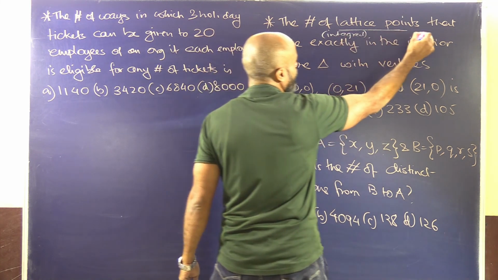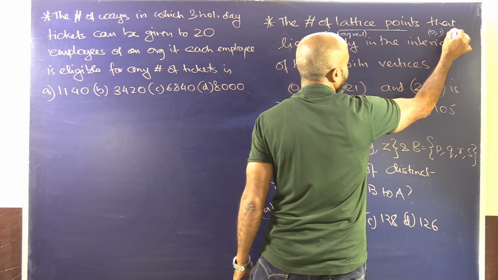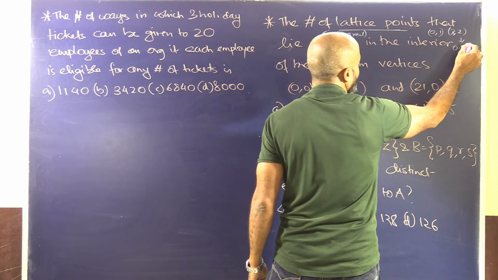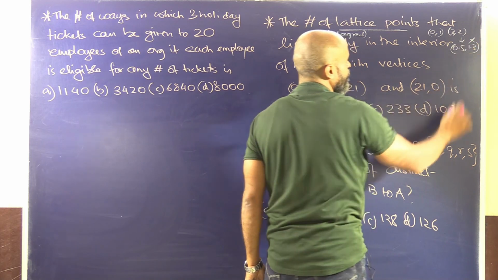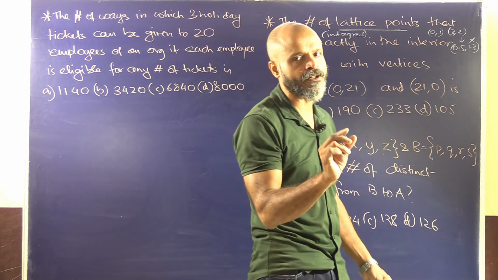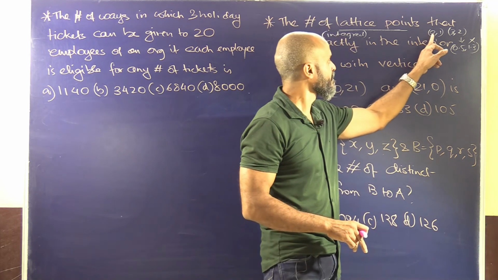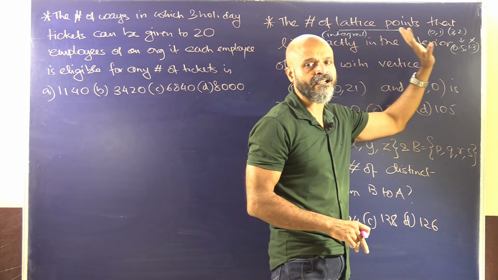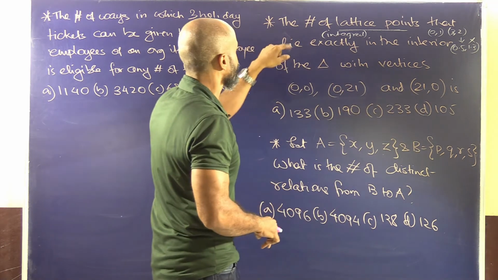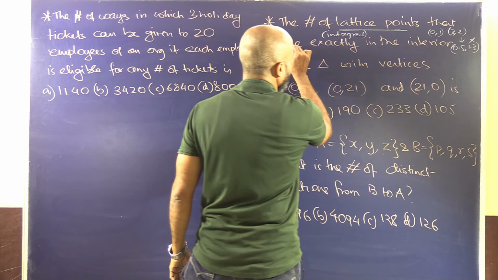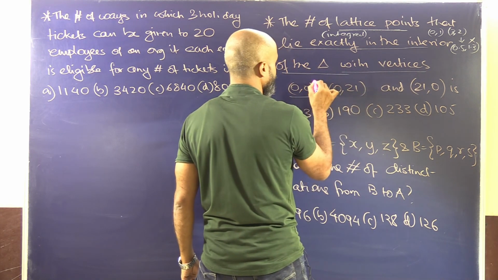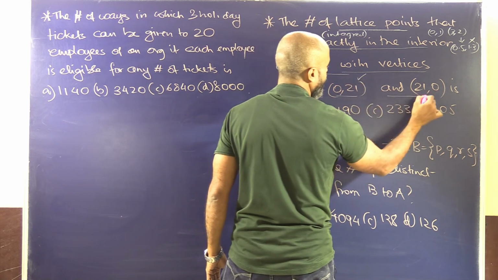So let's say we can have (0, 1) or maybe (3, 2), these are integral points. Points like 0.5 or 1.3 are not considered to be lattice points. So lattice points are basically those points in coordinate geometry which are represented by integers on the x and y axis, not fractional or decimal points. Now, the number of lattice points that lie exactly in the interior of a triangle with vertices (0, 0), (0, 21) and (21, 0).